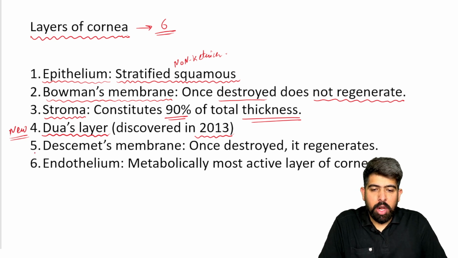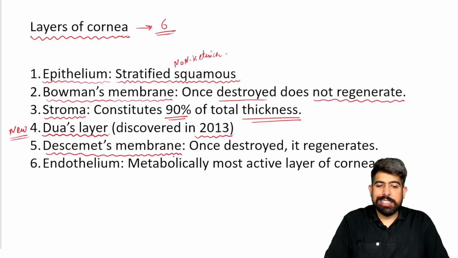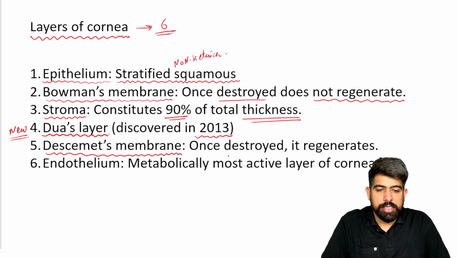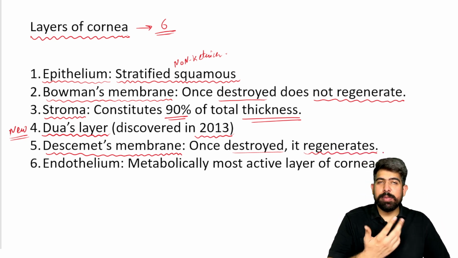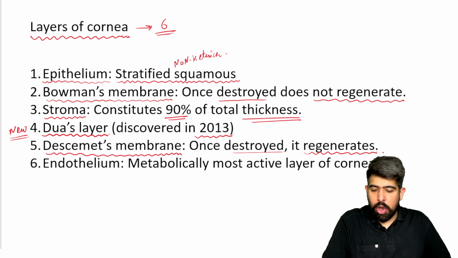Then we have the fifth layer, known as Descemet's membrane. A very important point is that once it is destroyed, it can regenerate. So Descemet's membrane can regenerate, and Bowman's membrane cannot regenerate.